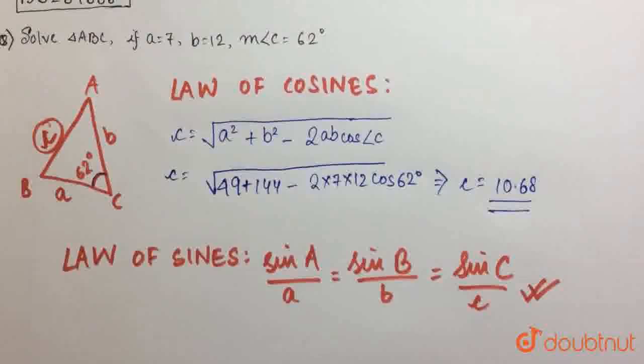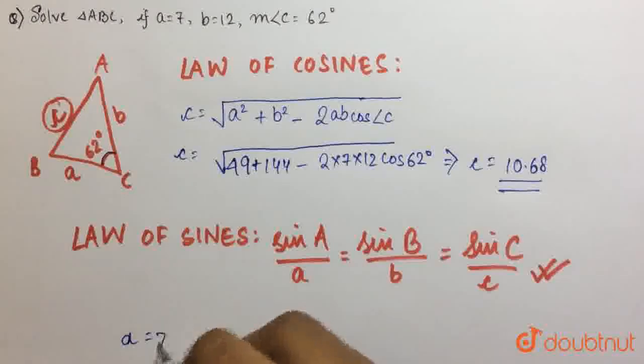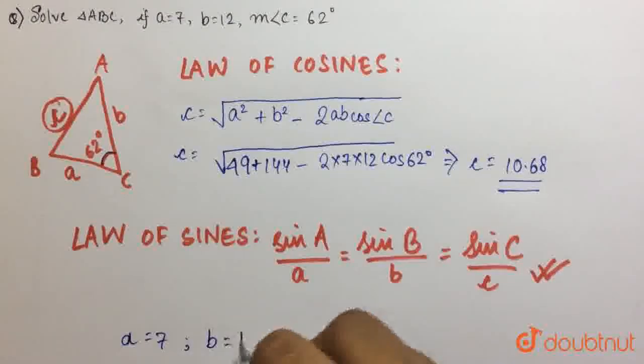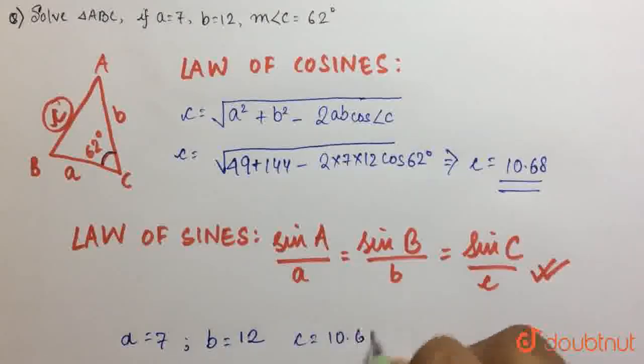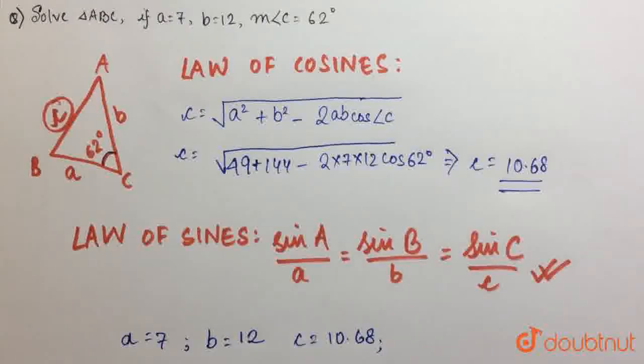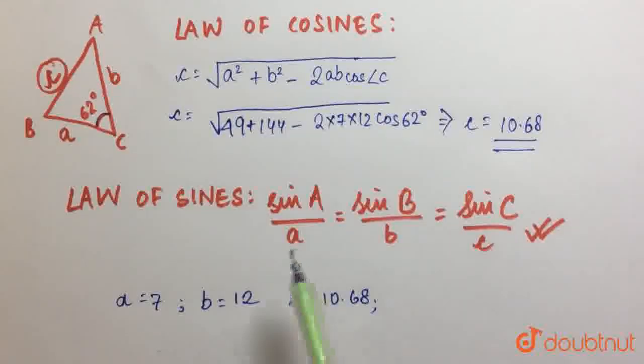Now from the question you can see that A is given as 7 and B is given as 12. Alright. C we have found out to be 10.68. Right. So now we are going to apply the law of sines to find out the value of A and B.